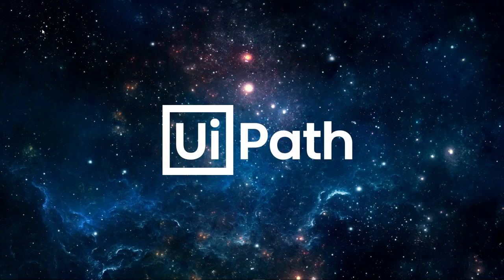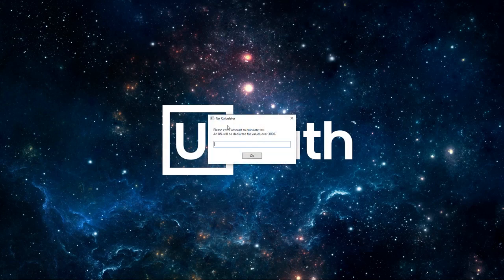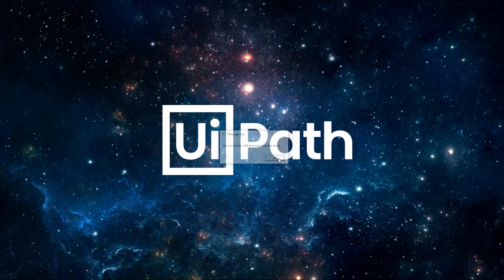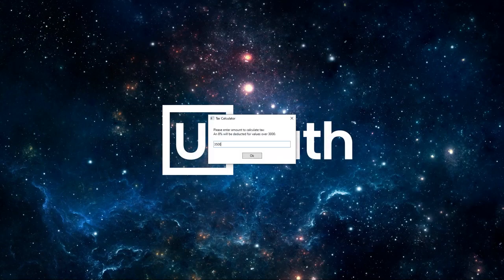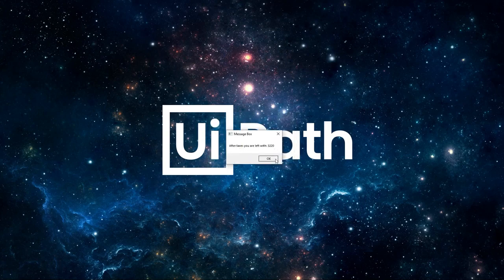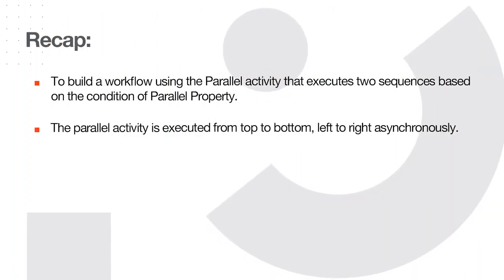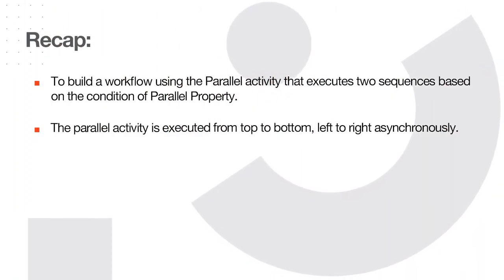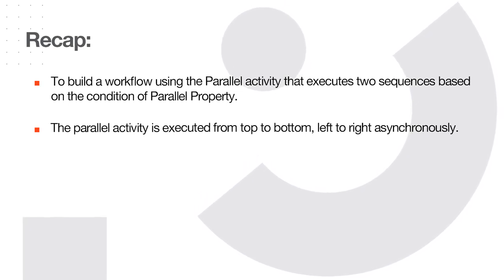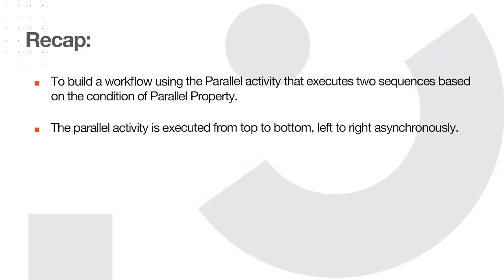Let's run the workflow. Try a few values less than and greater than 3,000. And it works. Let's check the same in the output panel as well. Great! In this demo, we've learned to build a workflow using the parallel activity that executes two sequences based on the condition of parallel property.